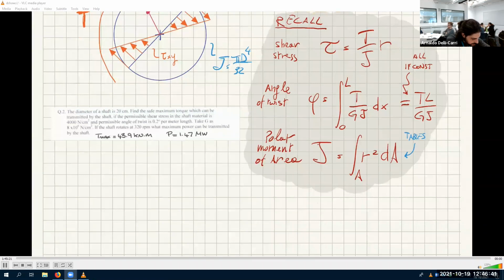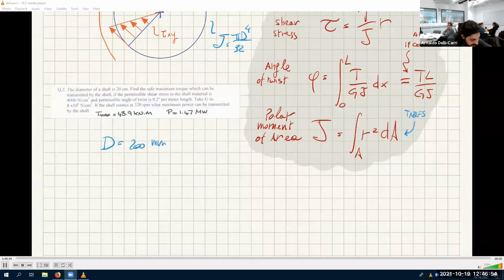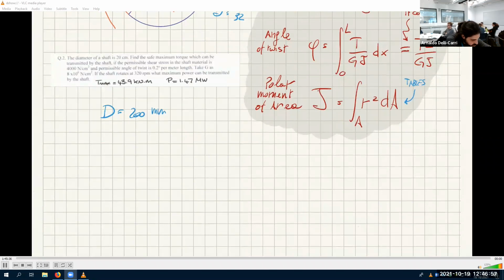All right, so the diameter of a shaft is 20 centimeters. Let me say that this diameter, capital D, is 0.2 meters, let's call it 200 millimeters. Find the safe maximum torque which can be transmitted by the shaft if the permissible shear stress in the shaft must be 4,000 newtons per centimeter squared. Well, since everything looks to be in centimeters, let's take this as centimeters as well. It's a very odd unit to use.